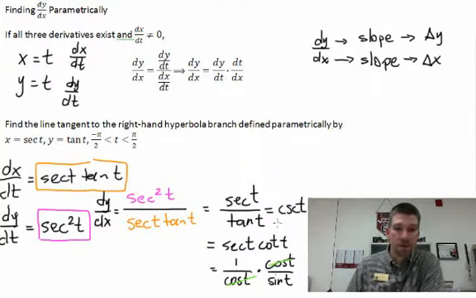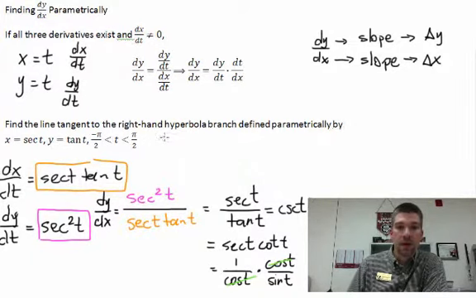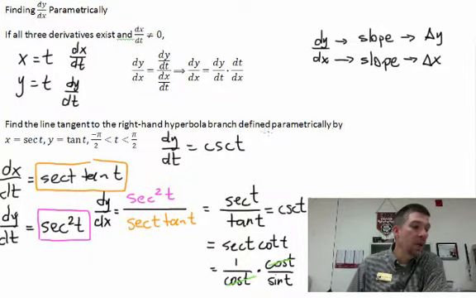That's my derivative. Okay? So, find the line tangent to the right-hand hyperbola branch defined parametrically by, and then it gives me this thing. Well, my tangent slope is going to be cosecant t. So dy dx is equal to the cosecant of t. That allows me to find my slope at any point along this line.